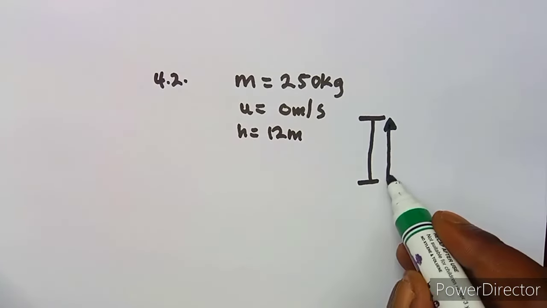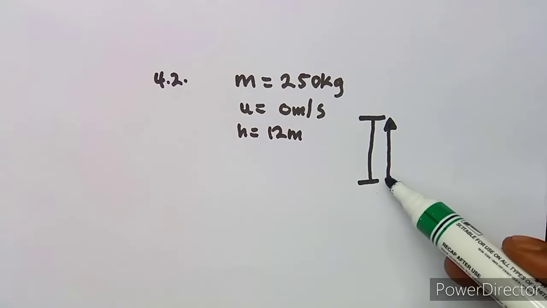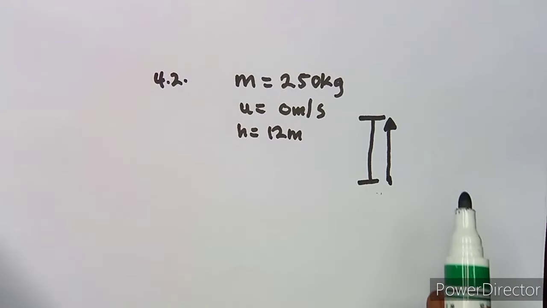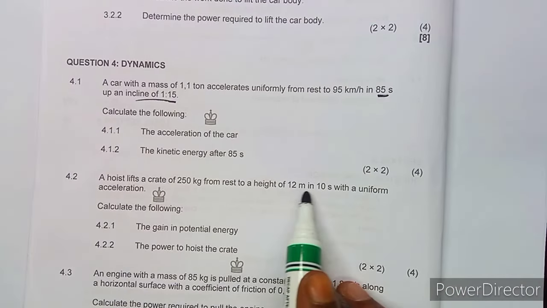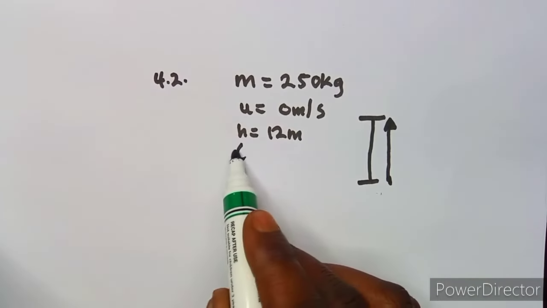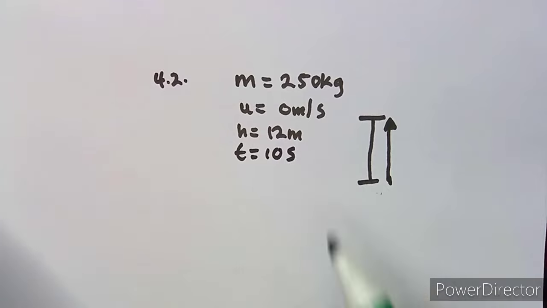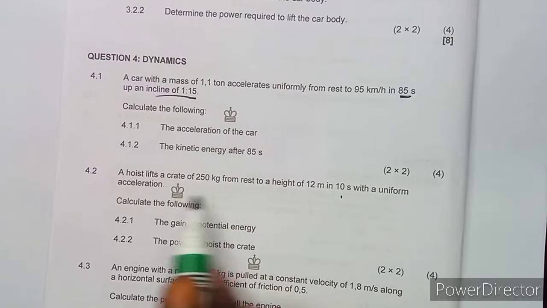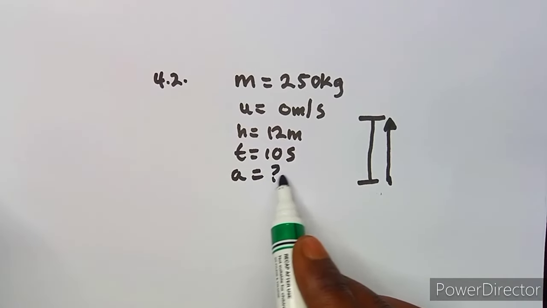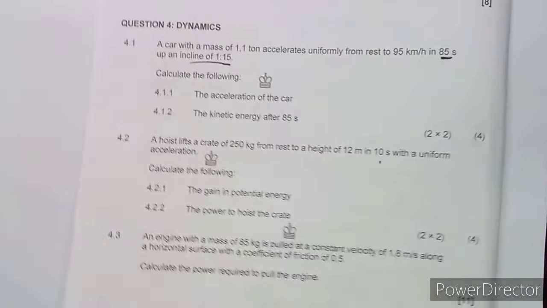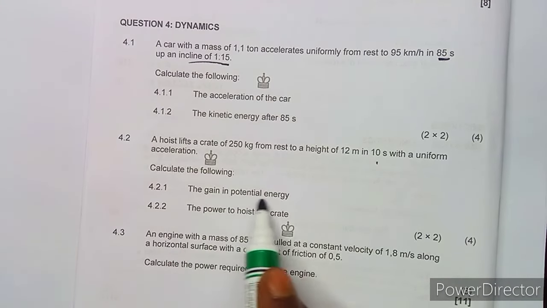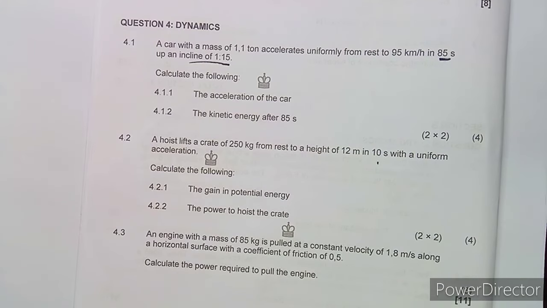Okay, so take note, guys, when you are lifting something upwards, you're always going to be forcing the downward forces and so forth. So the time to lift this is 10 seconds, and with uniform acceleration. We do not have the acceleration, but we are told that it is uniform anyway. Then calculate the following: the gain in potential energy. So we need the gain in potential energy.